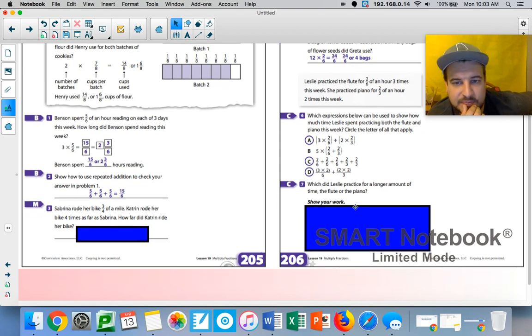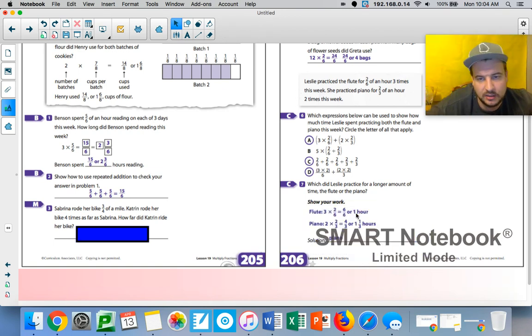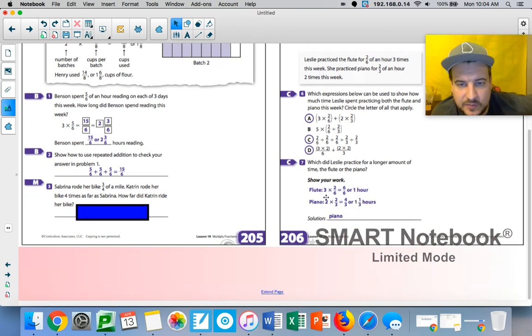Which did Leslie practice for a longer amount of time, the flute or piano? Show your work. So if you multiply 3 times 2/6, you get 6/6, which equals a whole hour. If you do the piano, 2 times 2/3 = 4/3, which equals 1 and 1/3 hours. So that means piano got more of her time.